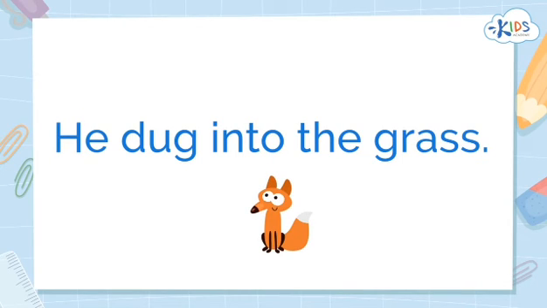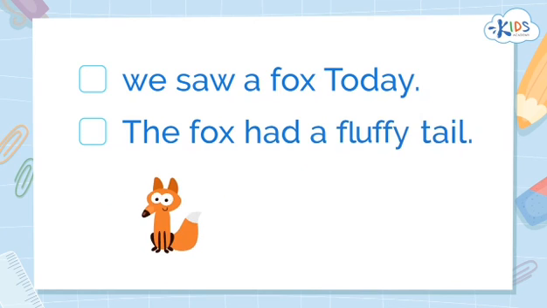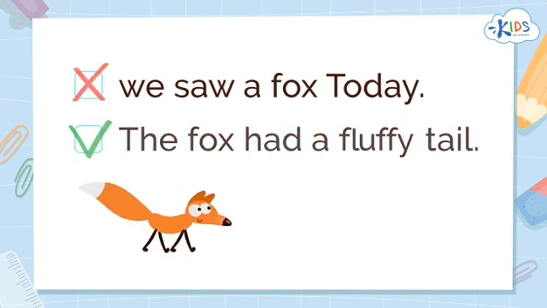We saw a fox today. He dug into the grass. But if we put a full stop, then we will begin this sentence with a capital H. We saw a fox today. The fox had a fluffy tail, which is correct. Which sentence is correct? In proper order. Yes, the fox had a fluffy tail is correct because it starts with a capital T. And this is wrong because today starts with a capital T and W is small over here. So this sentence is wrong and the second one is correct.